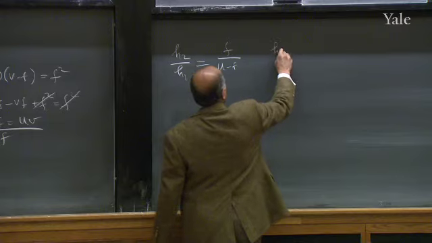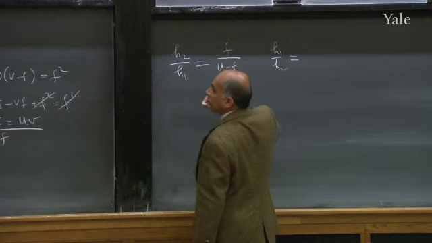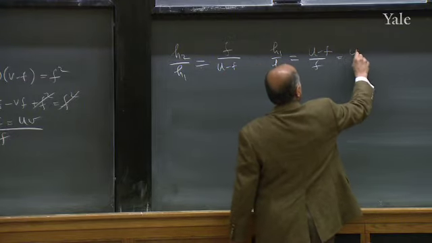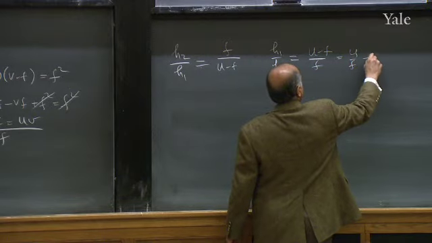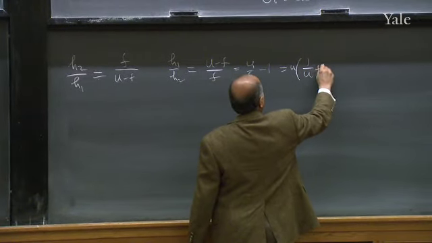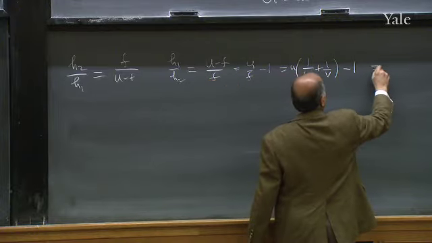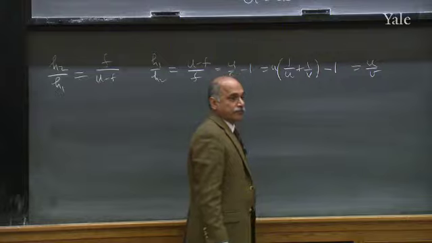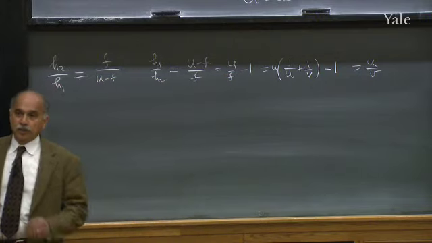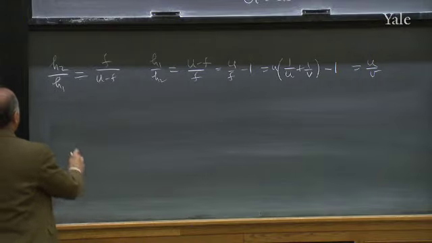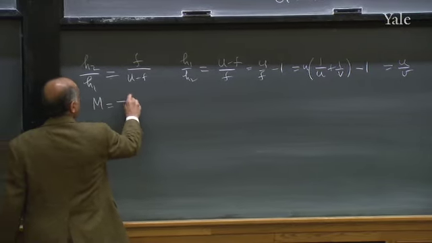Or let me write it another way, easier. h1 over h2 is equal to u minus f over f. That is equal to u over f minus 1. u over f is u times 1 over f, but 1 over f is 1 over u plus 1 over v, minus 1. And if you do that, you'll find it's just u over v. So the ratio of the object size to the image size is the ratio of the object distance to the image distance. And people sometimes define a magnification M to be minus u over v.